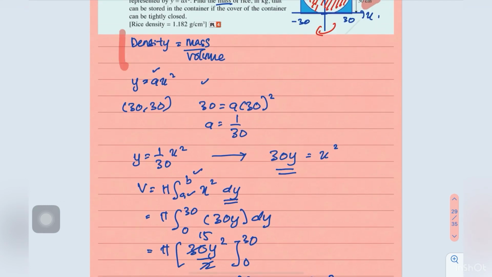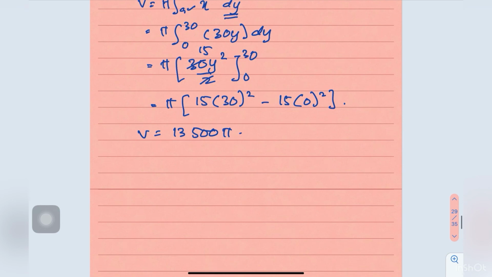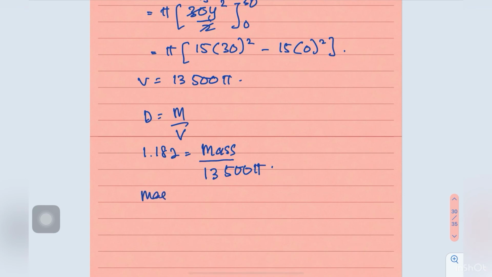Okay, so just now we have the volume. Density equals mass over volume. Given from the question, density is 1.182. So you substitute into the formula. Density equals mass over volume. Density is 1.182. Mass, we don't know. We have to find the mass. Over volume, which is 13,500 pi.